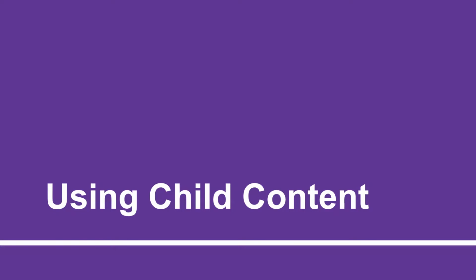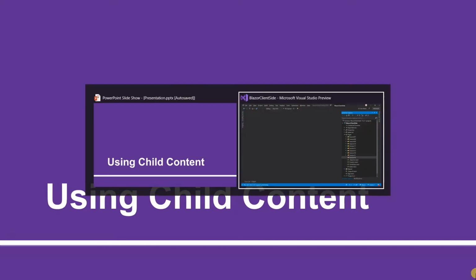In the previous session, we learned how to pass parameters from a parent control. In this session, we will learn to use child content that is passed from a parent.